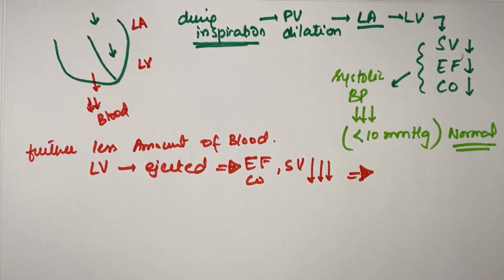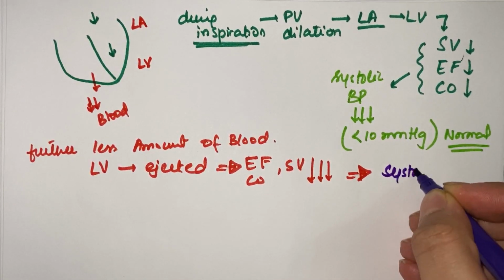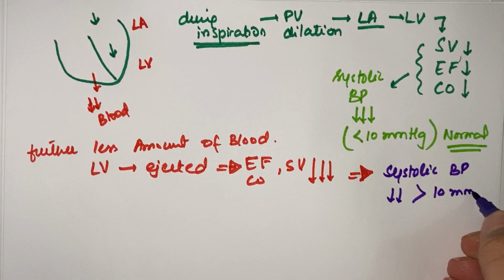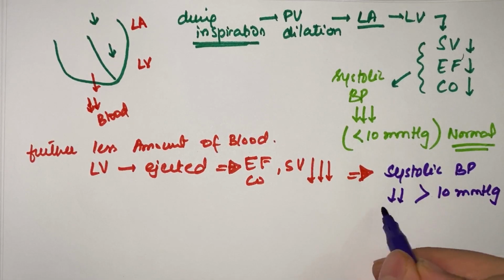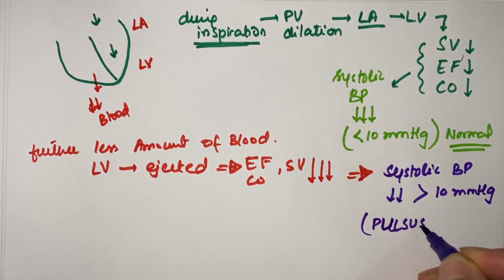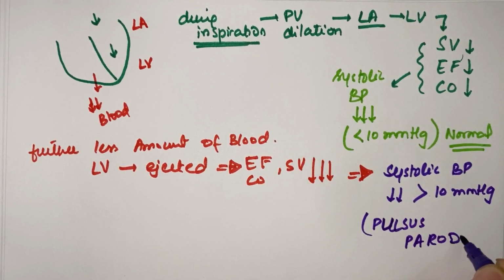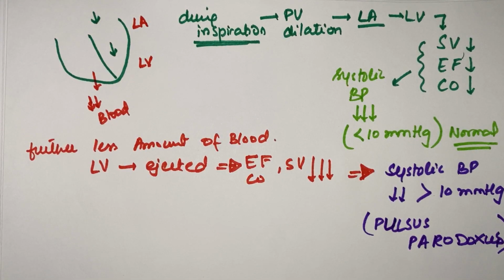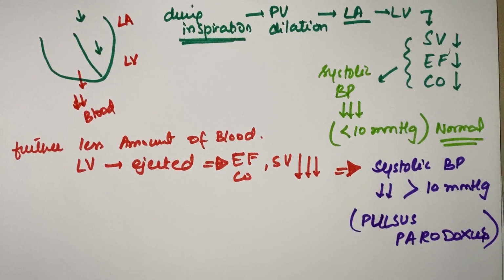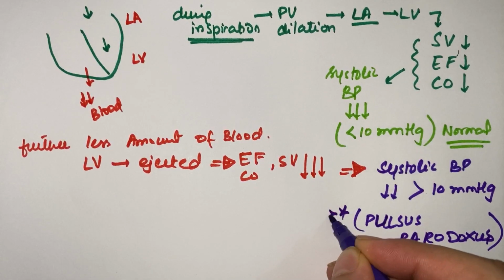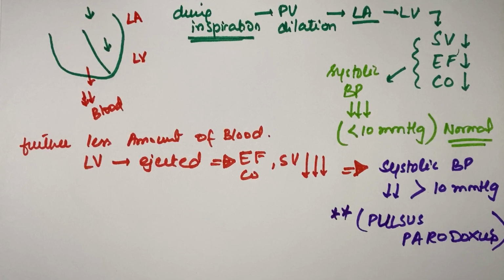This reduction in the stroke volume, reduction in the systolic BP will now be greater than 10 mm of mercury, and when this occurs it is called, I'll write it in bold, it's very important, pulsus paradoxus. Now what is pulsus paradoxus? A decrease in the systolic BP of greater than 10 mm of mercury is called pulsus paradoxus, and it is a characteristic feature of this disease.